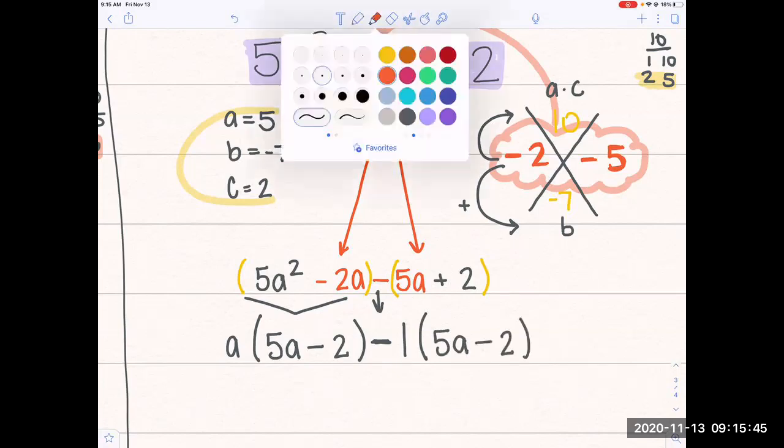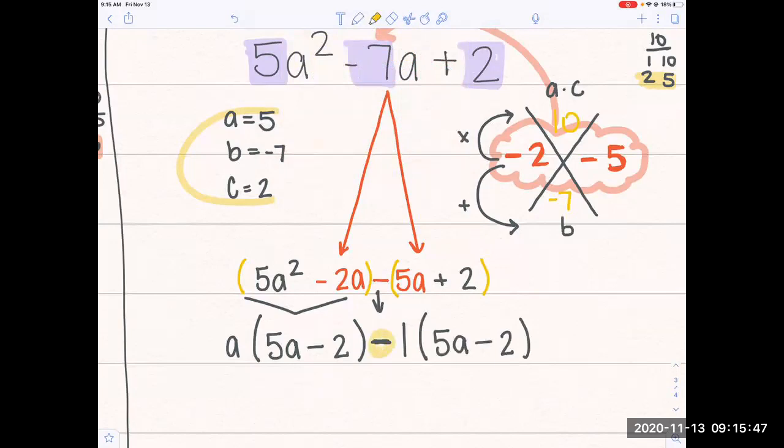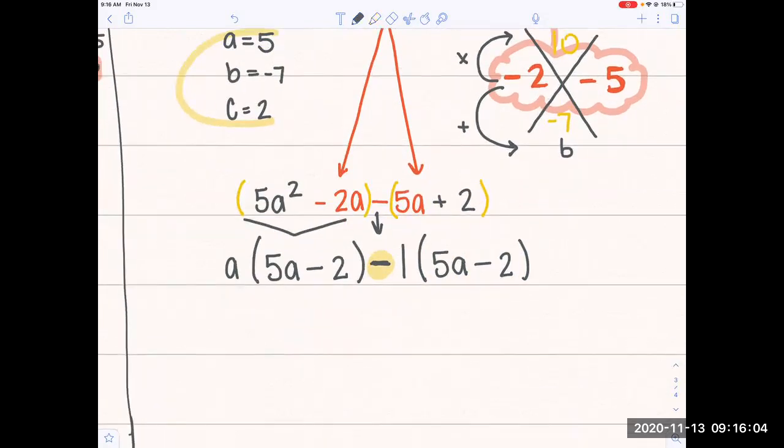This sign right here just says change the sign of everything after it. So it was negative 5a, it became positive 5a, it was positive 2, so it became negative 2. Dividing by negative 1 just means change the sign. All right, I'm going to write down what's being repeated, 5a minus 2, and then write down the leftover, a minus 1.